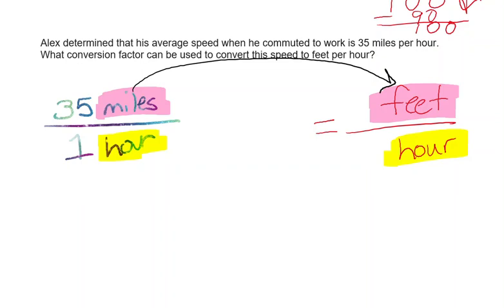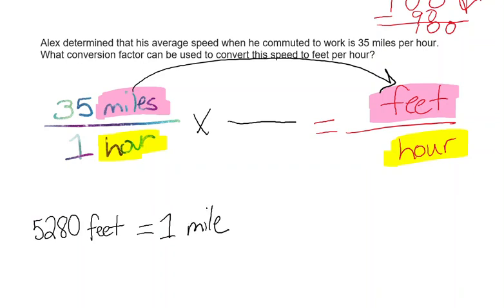So we would have a conversion factor, which is what you've learned about in the previous lessons, is how to multiply by a conversion factor. A conversion factor is a fraction that represents the equivalency between miles and feet. You need to know that there are 5,280 feet equal to 1 mile.